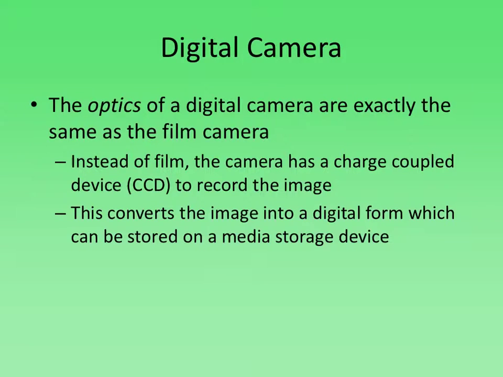The optics of a digital camera are exactly the same as the film. There are a series of lenses inside the camera that focus light from outside onto something in the back of the camera. Instead of the film, though, the camera has what's called a CCD, or a charge coupled device. This CCD converts the image into a digital form, which can be stored on your media storage device, your little SD card, whatever it is that you slide into the camera.